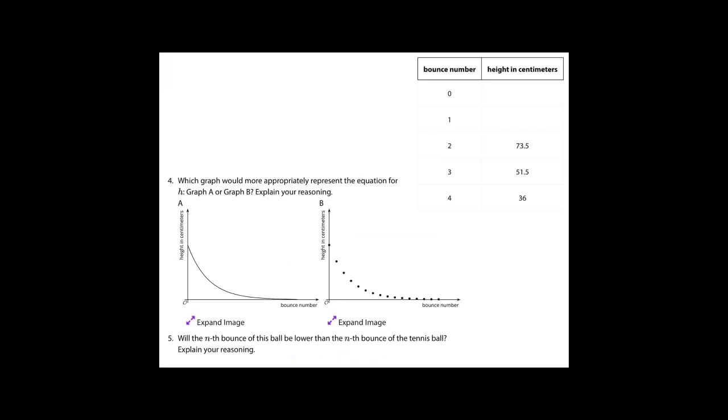And then 5, will the nth bounce of this ball be lower than the nth bounce of the tennis ball? Explain your reasoning. And the answer is no. The height of this ball after any given bounce will not be lower than that of the tennis ball because they were dropped from the same height, and this ball has a greater rebound factor, so it will always bounce up to a higher point than the tennis ball.